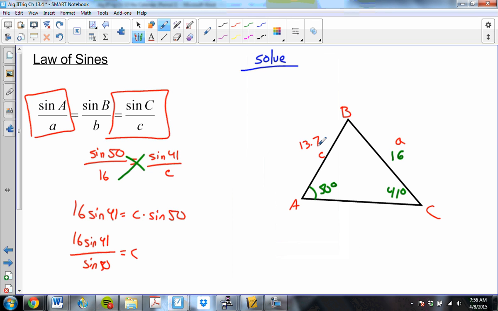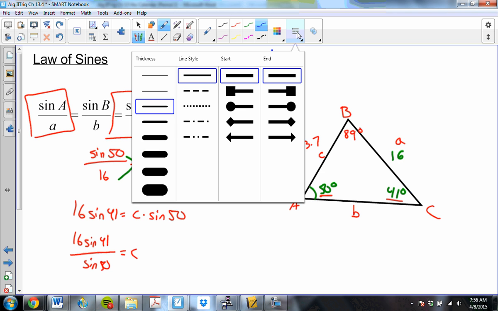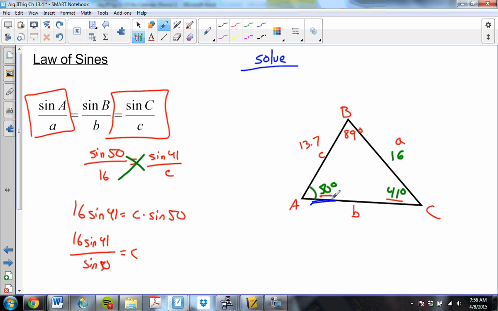Now we have to solve the triangle, so I have to find this side length down here. But I know that because of 50 and 41, these angles are all said and done going to add up to 180. So 50 plus 41 is 91. So this angle here is 89. And I can just do law of sines again. Always work with the original ones you were given.